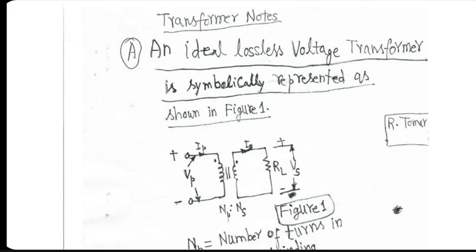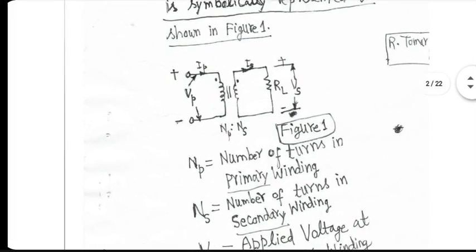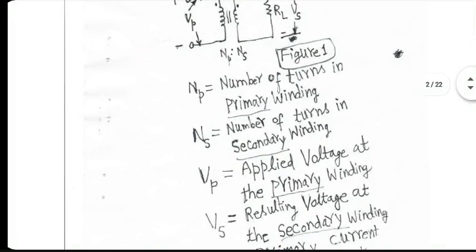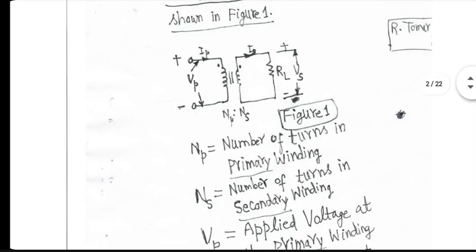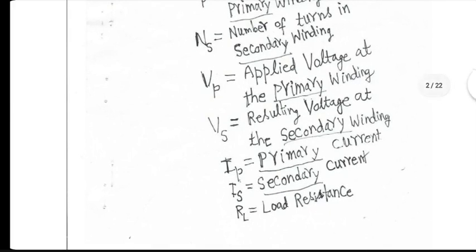Okay. The terms used are shown here in writing. NP is number of turns in the primary winding. NS is that in the secondary winding. VP is the applied voltage to the primary winding. VS is the resulting voltage in the secondary winding. If VS is lower than VP, it's a step-down transformer. If VS is higher, then it's a step-up transformer. RL is the load resistance. IP and IS are the two currents.